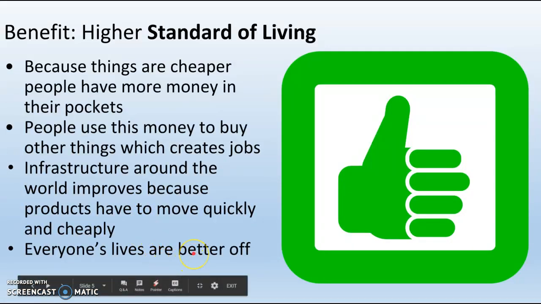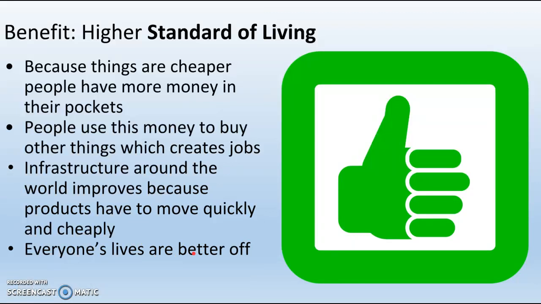Because things are cheaper, people have more money in their pockets. People use this money to buy other things, which creates jobs. If you only have enough money to buy food, you're only going to buy food. But if food gets cheaper, you're going to buy food and you're going to buy a new phone. And now you need people to work in a factory to make a phone. So the cheaper your stuff is, the more stuff you have, the more people have jobs, the more money people have, the better standard of living everybody has.